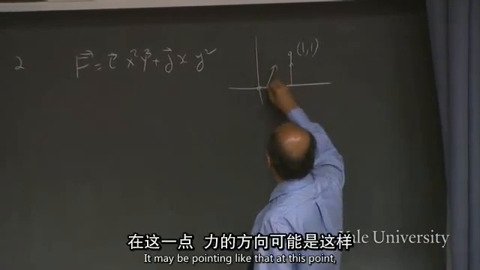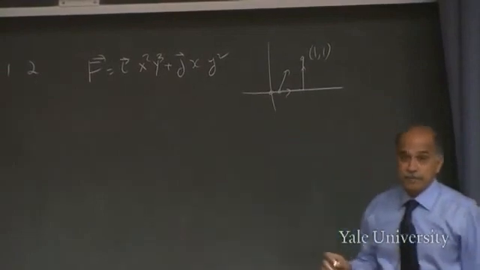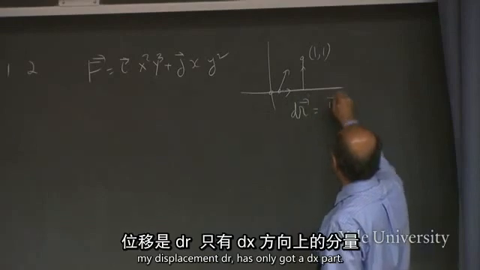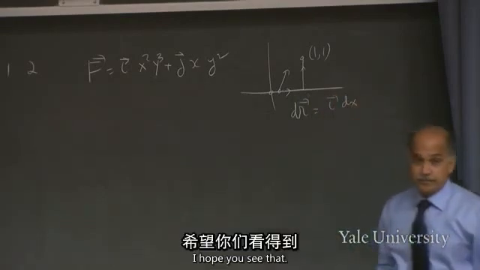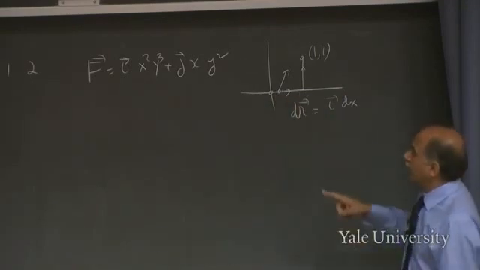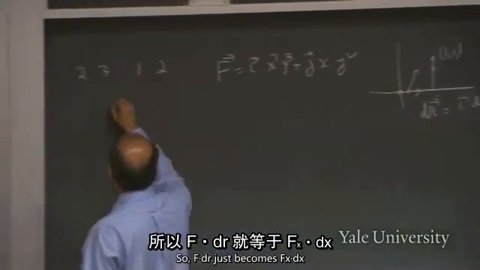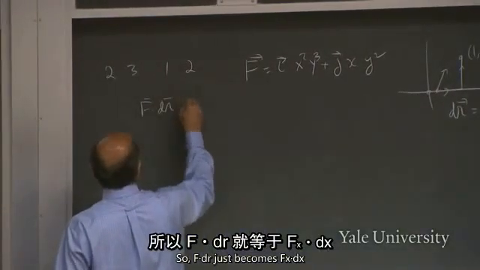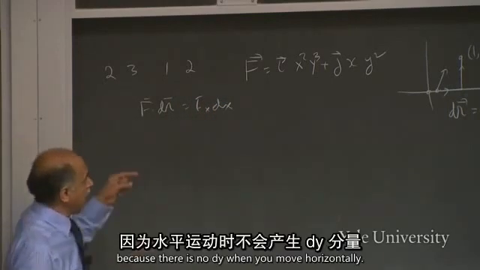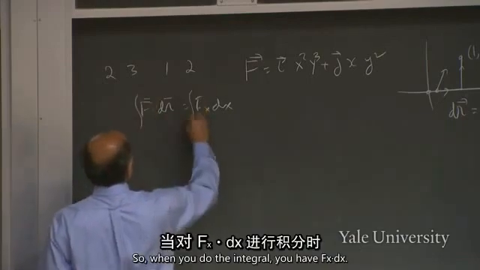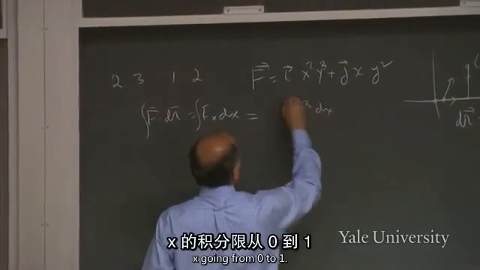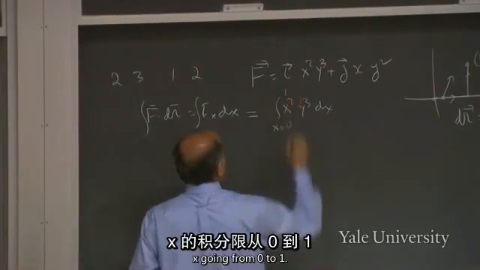It may be pointing like that at this point. That's f. That's given. But now when I'm moving horizontally, my displacement dr has only got a dx part. I hope you see that. Every step I move, there's no dy in it. It's all horizontal. So f dot dr just becomes fx dx, because there is no dy when you move horizontally. So when you do the integral, you have fx dx. Fx happens to be x squared y cubed dx, x going from 0 to 1.